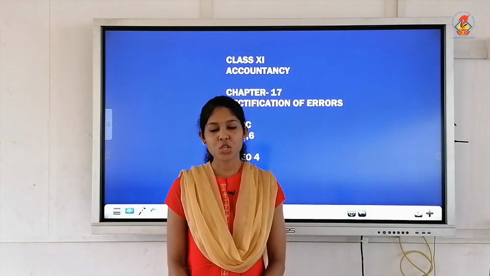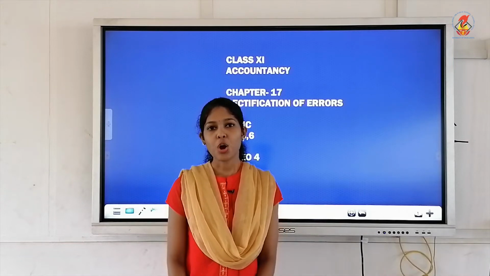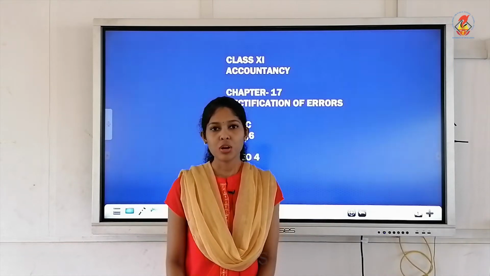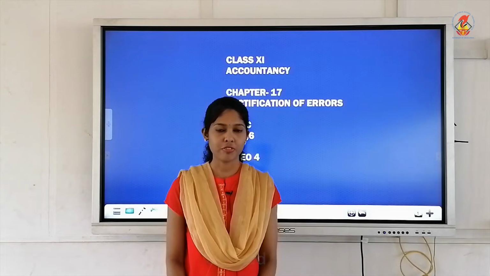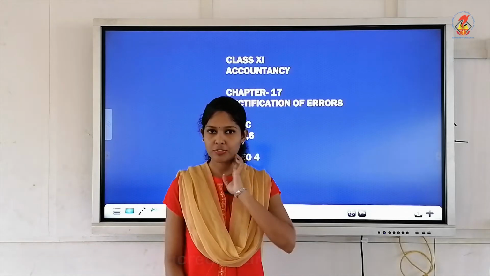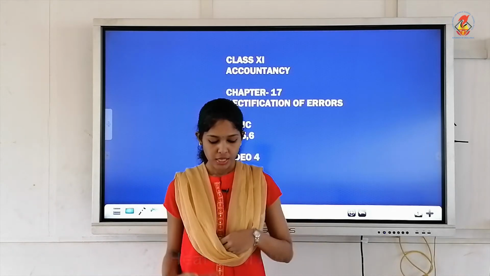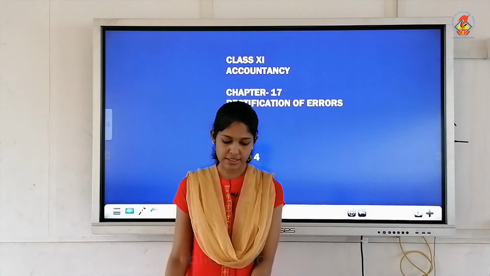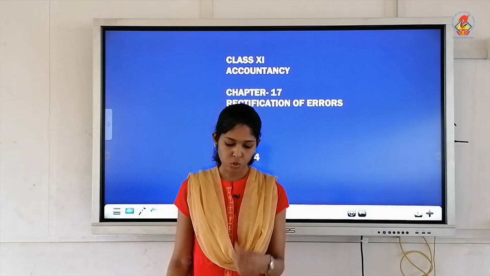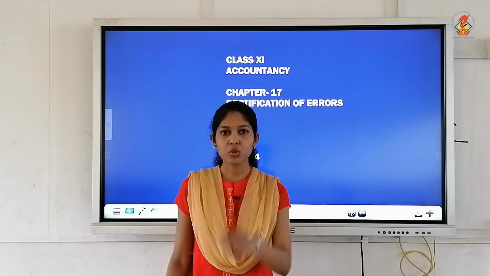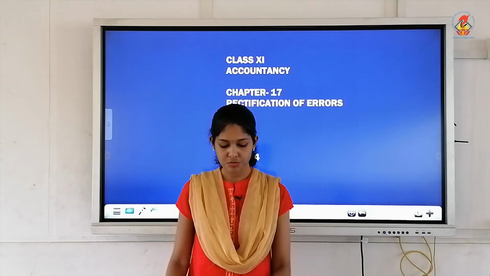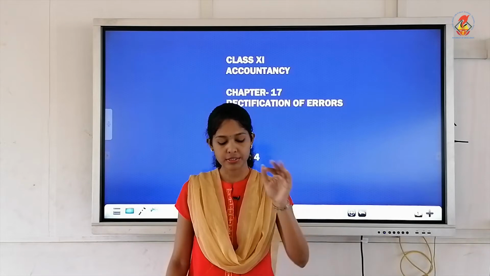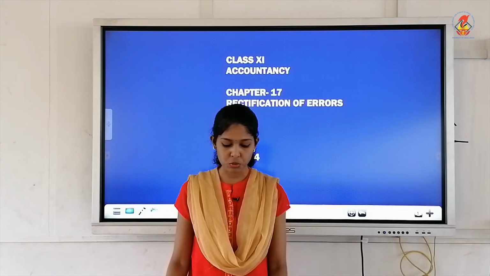We are continuing the chapter Rectification of Errors. We will work out now illustration 5, which is almost similar to what we did before. Illustration 5, page number 17.17, rectify the following errors. We know the format. We have to draw 3 columns: correct entry, wrong entry, rectification. The same thing we will be doing here.